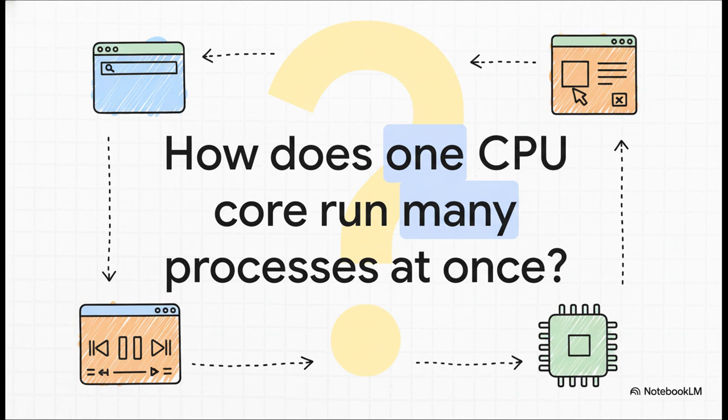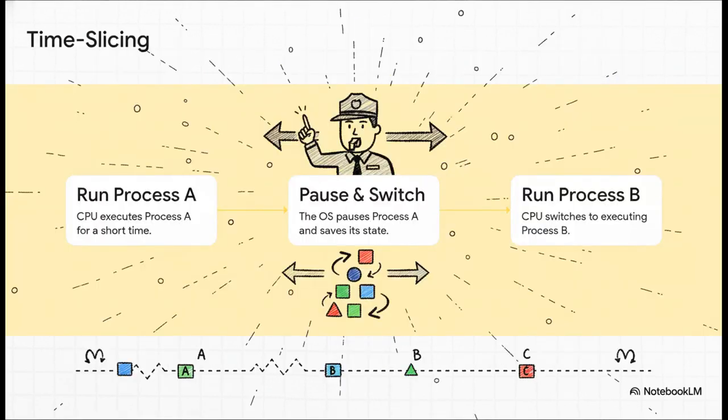Okay, but that brings up a bit of a puzzle, doesn't it? We know a single CPU core can really only do one single thing at a time. So how in the world does it create this illusion that it's running your web browser, your music player, and your word processor all at the exact same time? Well, the secret is this really clever trick called time slicing.